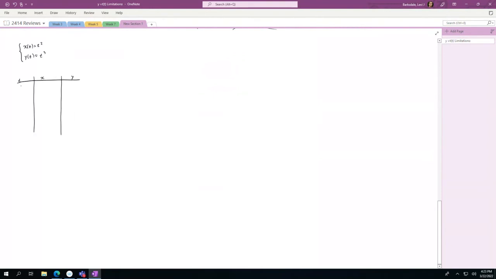Now I'm again just going to go from -2 up into +2 just by 1. Now I have -2 squared is 4, 1, 0, 1, 4, and then -8, -1, 0, 1, 8. And now I need to go ahead and graph this.